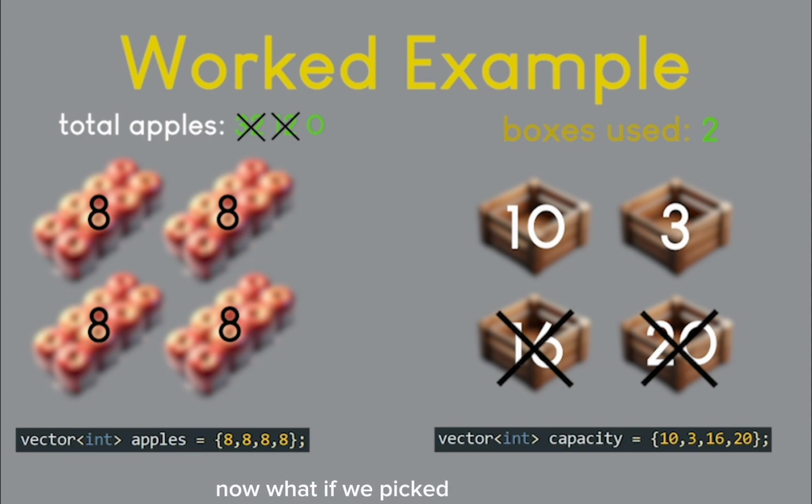Now what if we picked all 4 boxes? First we filled up the smallest box and worked our way up. If we did that, we would have used 4 boxes to fill up 32 apples. But 4 boxes is not the minimum amount needed, as we can get the job done with just 2 boxes. Similarly, picking boxes randomly would not ensure us using the minimum amount of boxes.